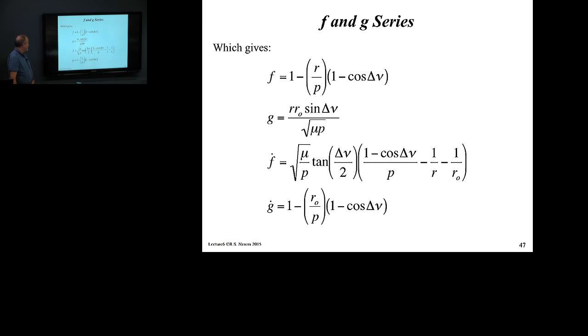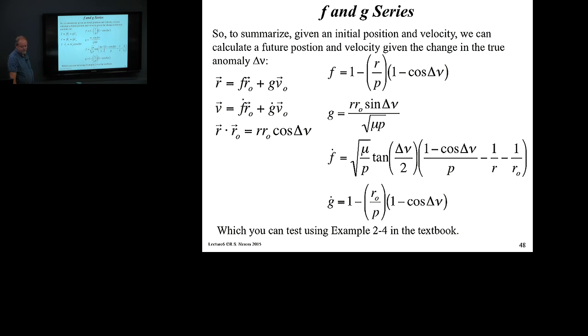It doesn't turn out to be a way around using all the anomalies in Kepler's equation. But the reason it's presented in the book is that this is a succinct way of mathematically showing how to relate a position and velocity at some time t0 to a position and velocity at some future time. So that just summarizes that relationship. I did it very quickly, I apologize, but you have your R0 and V0 here, and you can relate that to a future position and velocity through these f and g functions. They're computed over here, and you can look at example 2.4 in the textbook to test that.